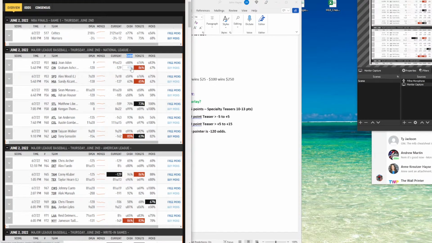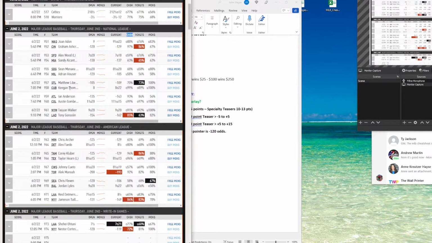But again, we're not doing picks in this video. We're just talking about sports betting. So here we see 97% of the early cash is on Cincinnati and 86% of the tickets. So when you have cash and tickets on the same side, you can say a lot of people are on that. When we flip down here, a lot of this you'll see 50, 60, 70% back and forth.